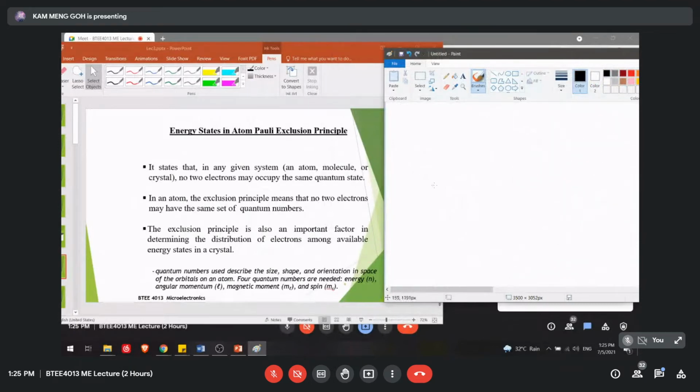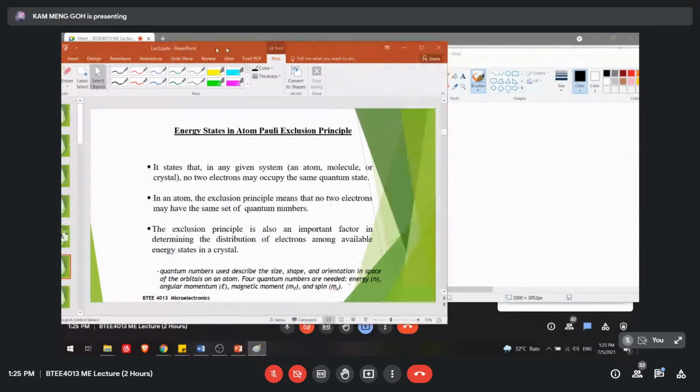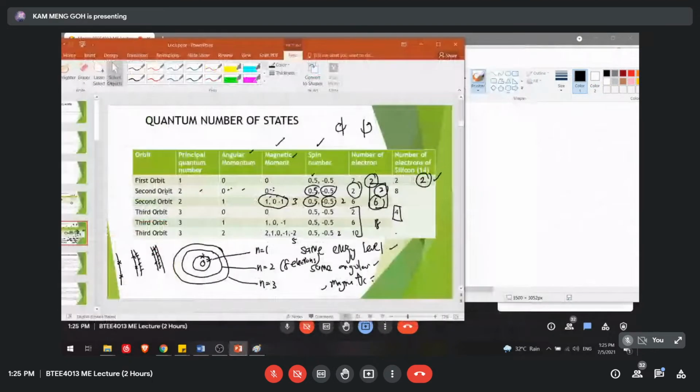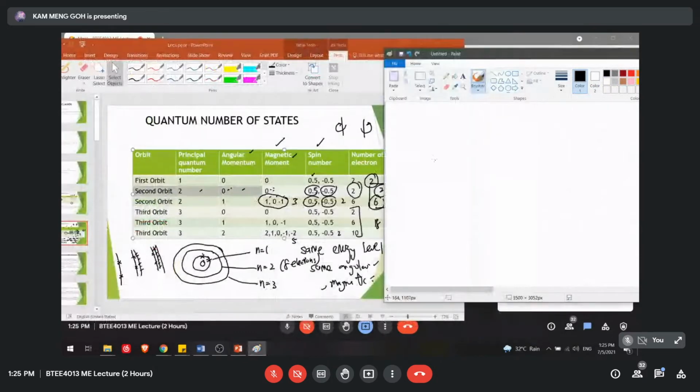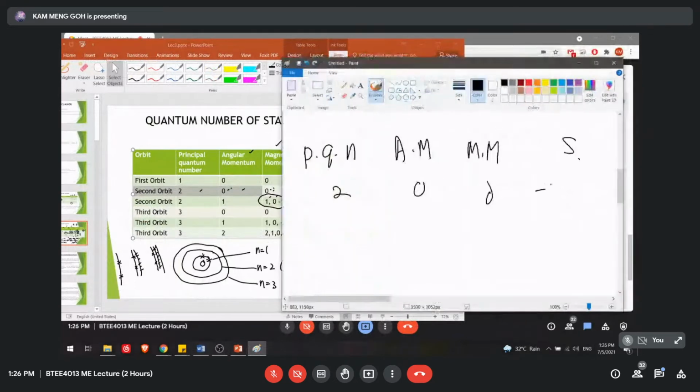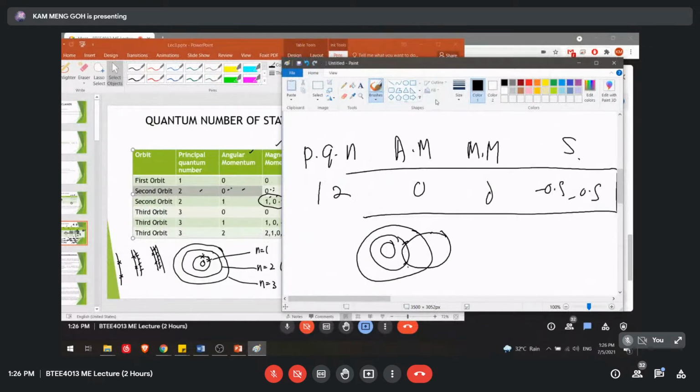Imagine you have, let's say, a second orbit, this one, the first row. So this one is principal quantum number 2, angular momentum 0, magnetic momentum 0, spin number maybe 0.5. So imagine that you have this first orbit, second orbit, and this second orbit and this second orbit intersect together. But both of the orbits have the same movement. And according to the laws that I mentioned just now, electrons cannot have identical movement. So what will they do?